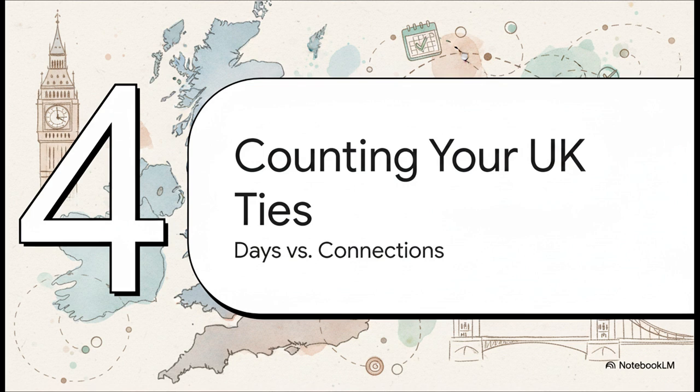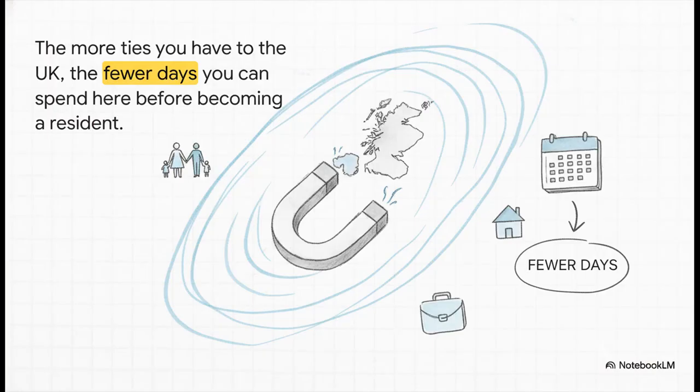We're now in the most nuanced part of the test, where it's all about balancing the time you spend here with your connections to the country. But the core idea is actually pretty simple. Your connections to the UK, what HMRC calls your ties, they act like a magnet. The more ties you have, the stronger that magnetic pull is, and the fewer days you can actually spend here before you're pulled in and considered a resident.